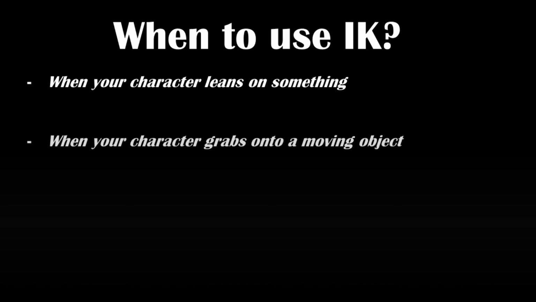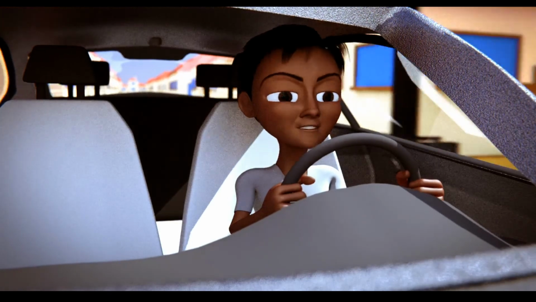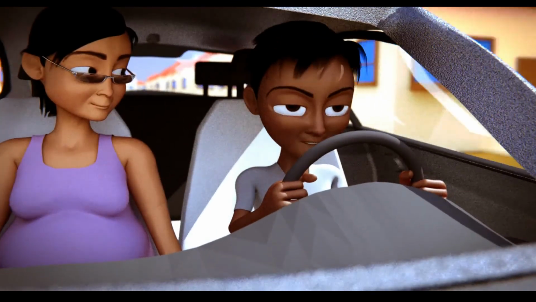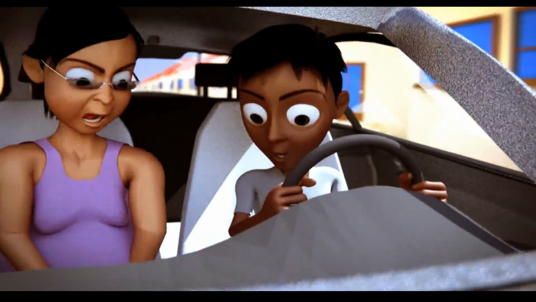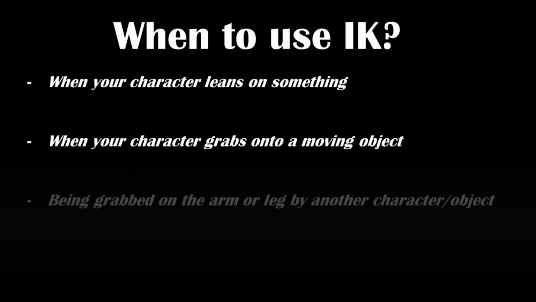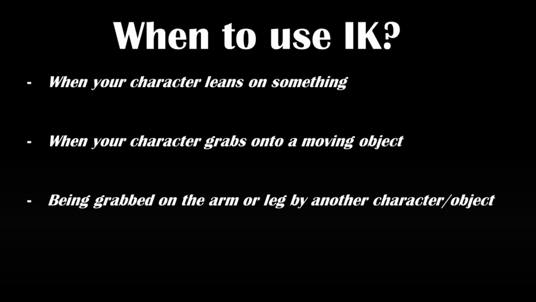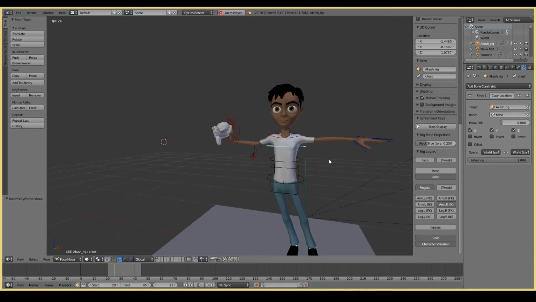Another example is when a character grabs onto a moving object. Say for example a steering wheel while the character is driving. It will be very, very difficult to keep those hands on the steering wheel when using FK. Another example is being grabbed on the arm or legs by another character or object. So basically, you can sort of see a pattern here. You only use IK on anything where the character's arms and or legs need to stay stationary regardless of body movement, or when it's controlled by another character or object.